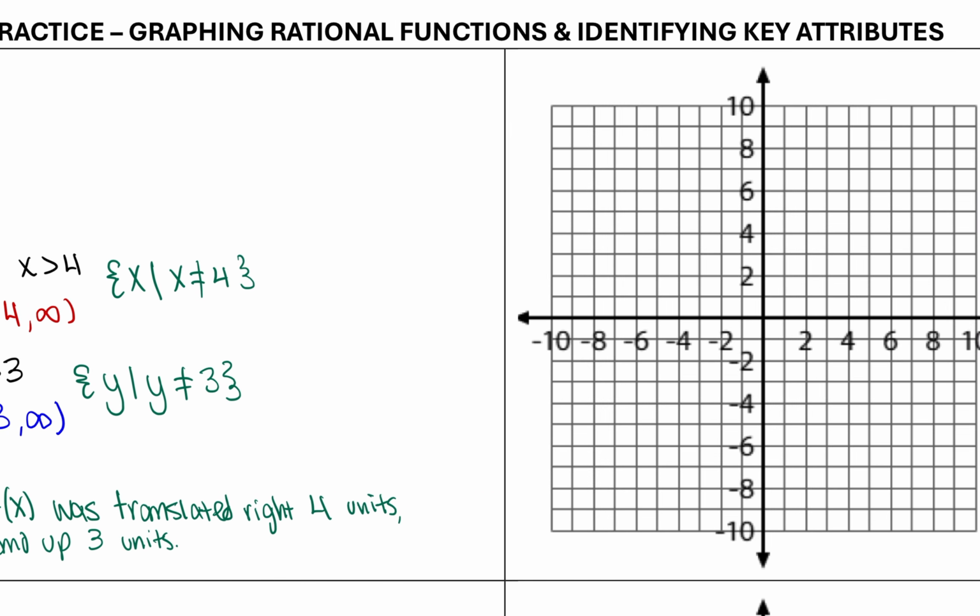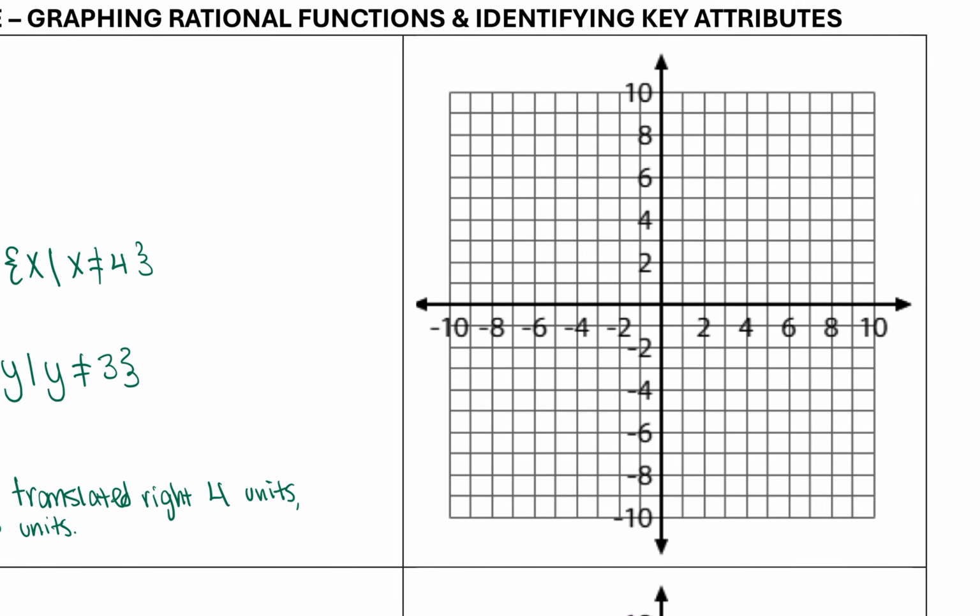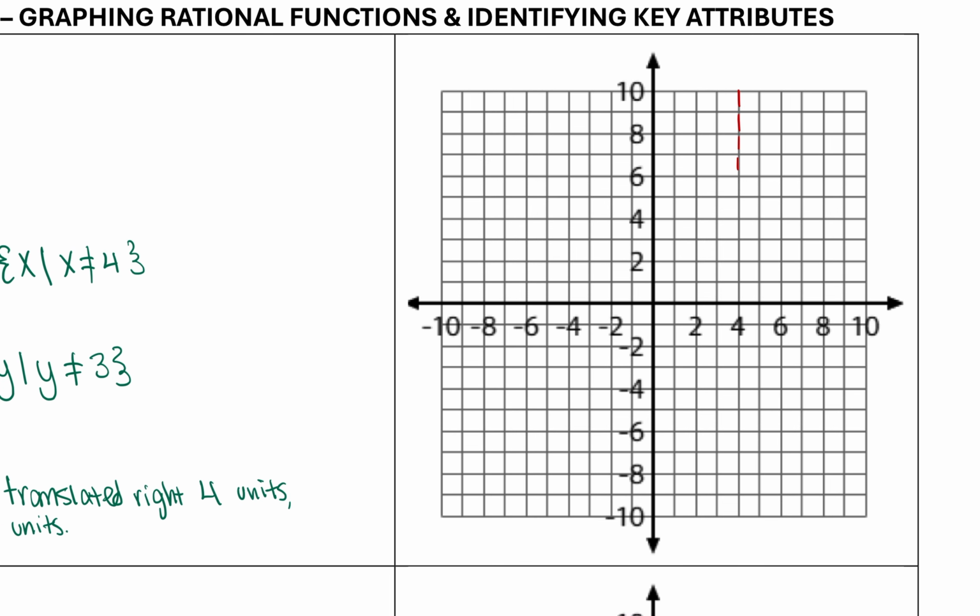We have a vertical asymptote at x equals positive 4. So we are sketching a vertical dashed line going through x equals 4, just like this. We're going to put an arrow, label it x equals 4. And then we have a horizontal asymptote at y equals 3. So we have a flat horizontal line like this at y equals 3. From there, we are then going to do a rough sketch. It doesn't have to look perfect.